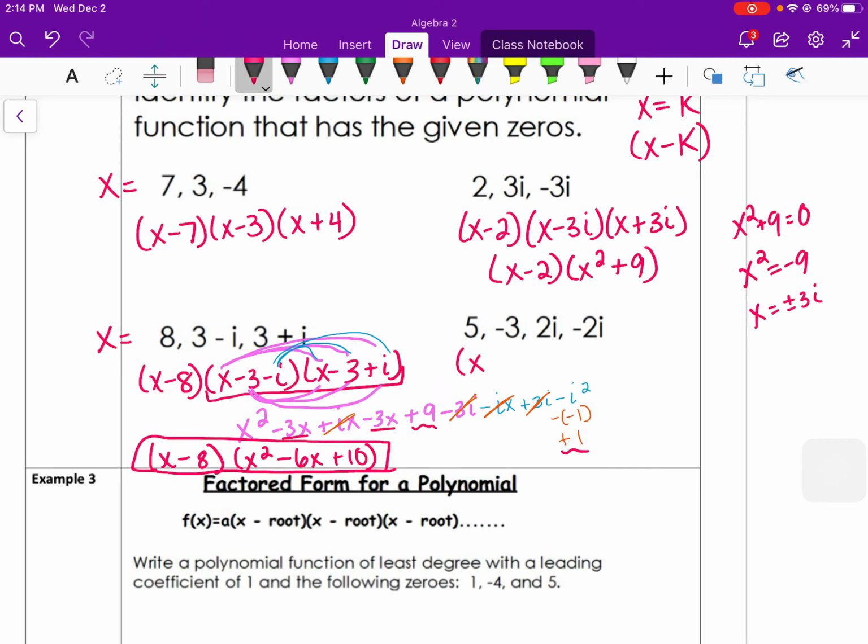Here we'd have x minus 5, x plus 3, and then if you got the answers 2i and negative 2i, you would have had an x squared plus 4 to get the 2i and negative 2i as a factor.